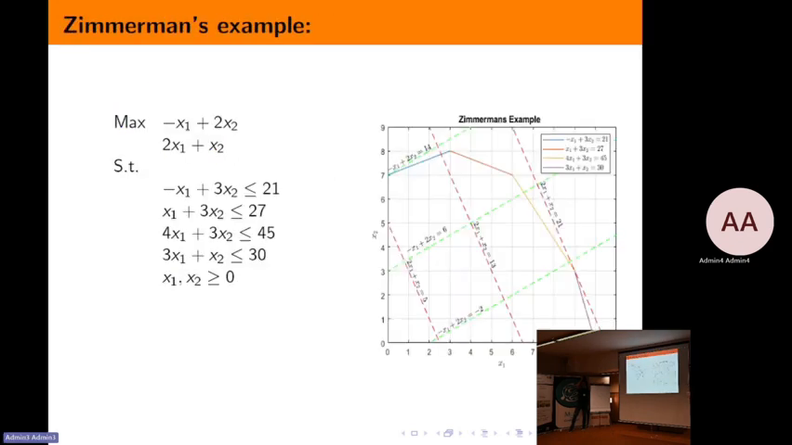As an example, we have Zimmermann's example, where we have two objective functions and some constraints. Here we have one function reaching its maximum, and here the other function reaching its maximum. Well, they both reach their maximums at different points. The problem is, how can we find the maximum?